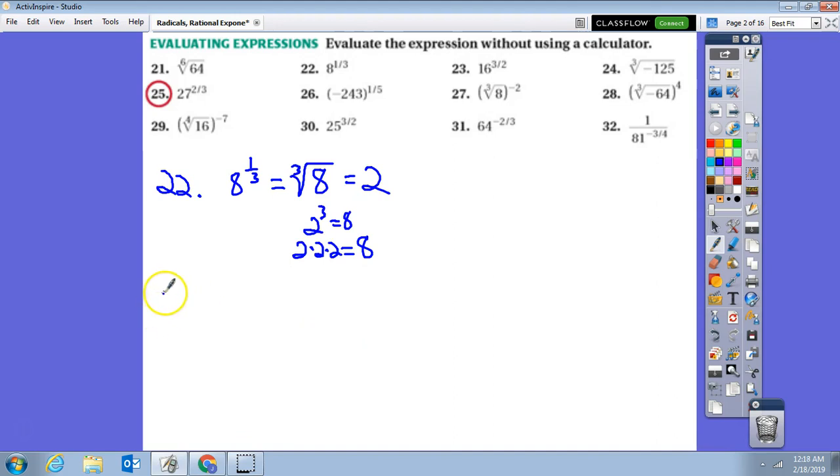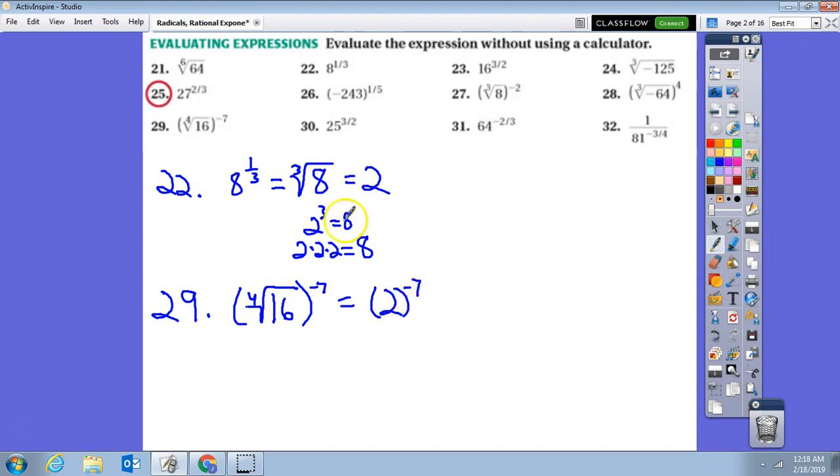Take a look quickly at number 29. Number 29, you have the 4th root of 16 raised to the -7th power. We'll deal with that negative exponent in a second. Let's just go to the 4th root, since we were talking about possibly having a 4th root. So the 4th root of 16 is what times itself 4 times, or what to the 4th power gives me 16. That would also be 2.